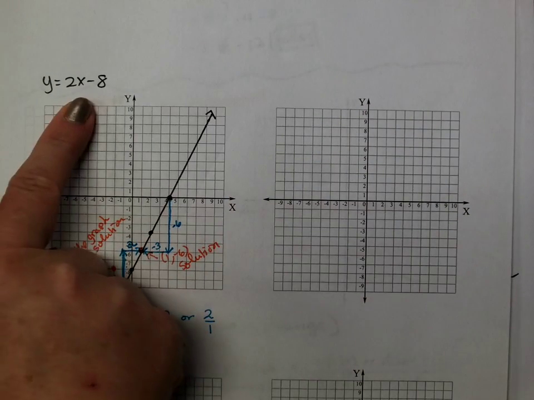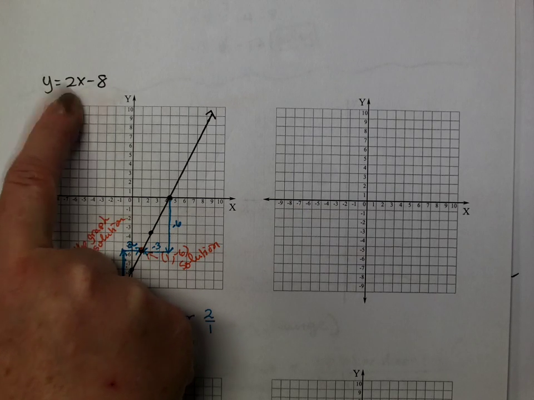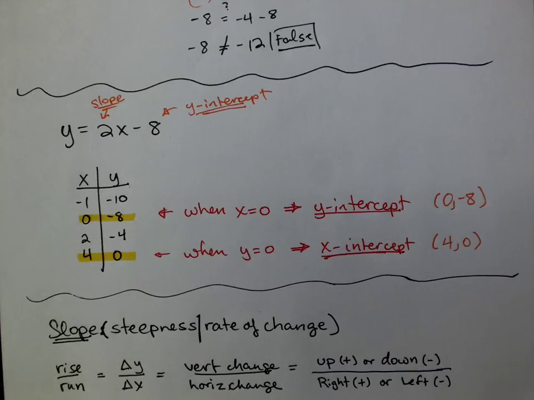But if you already see that, now you can graph it. Put a point at -8 on the y-axis, and then count off a slope of 2 over 1. That gives you your second point. Connect the dots.